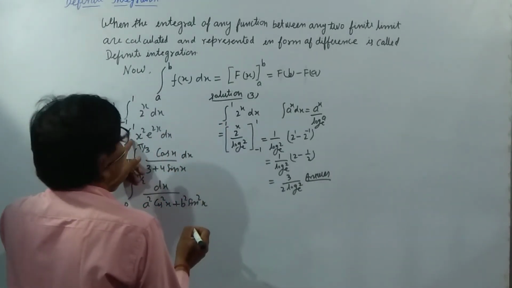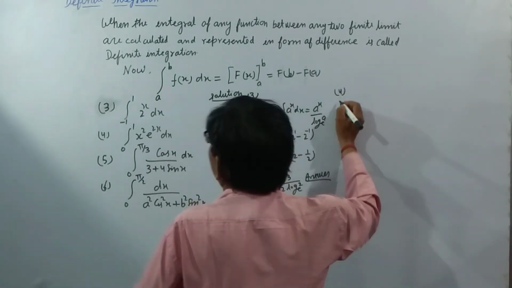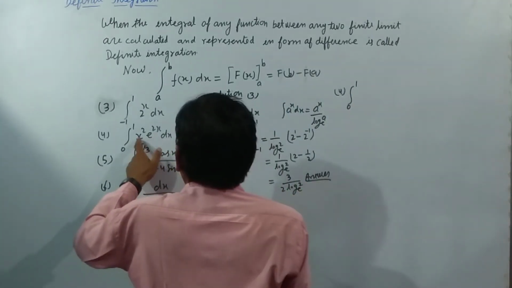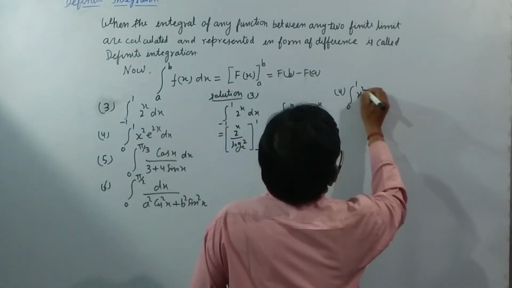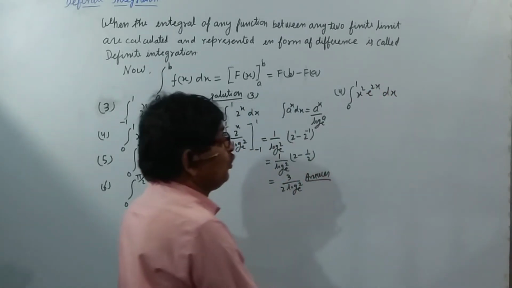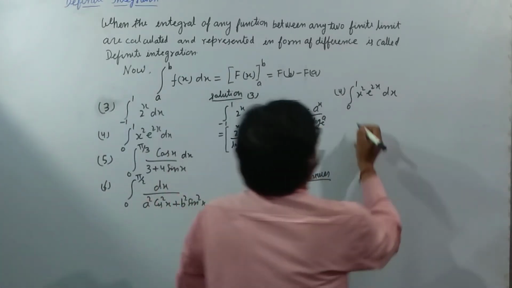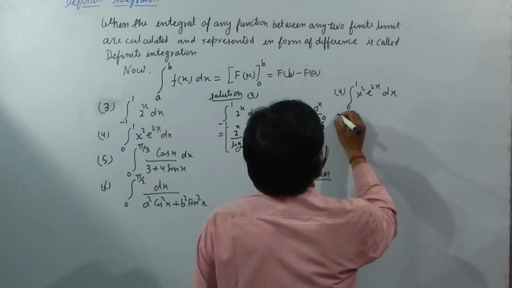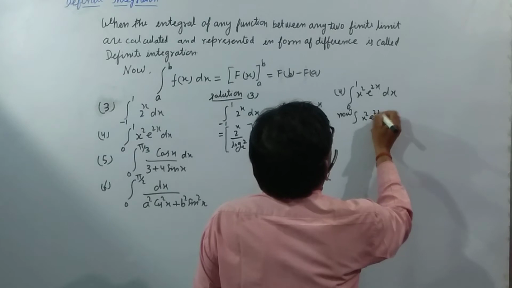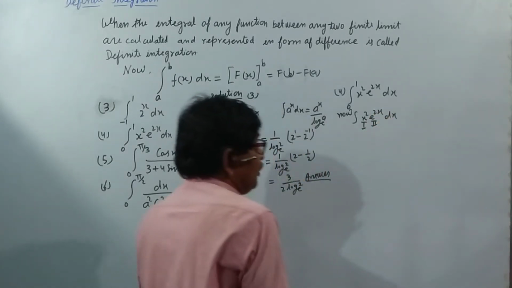Now question number 4, solution of 4. Limit 0 to 1, x square e to the power 2x dx. Now for this we integrate here. Integration of x square e to the power 2x dx, this is the first function and this is the second function.